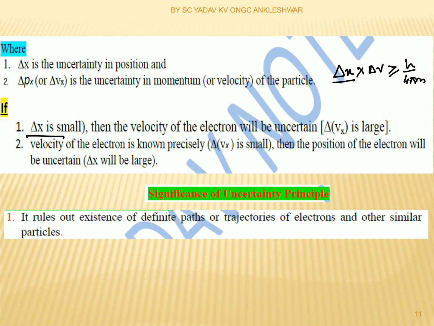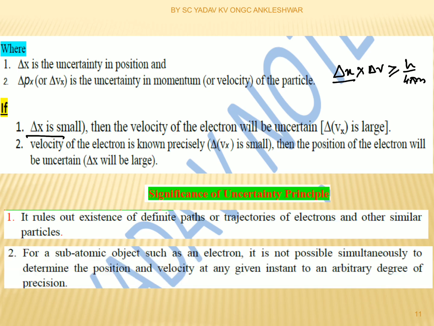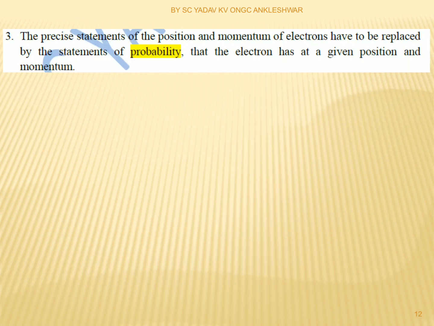So what is the significance of the uncertainty principle? We have to get the significance. The first significance is that because we could not find the position and velocity with accuracy, it rules out existence of definite path or trajectories of electron and other similar particles. Rules out existence of definite path, that is existence of orbit. For a subatomic object such as an electron, it is not possible to simultaneously determine the position and velocity at any given instant to an arbitrary degree of precision. So these are the two.